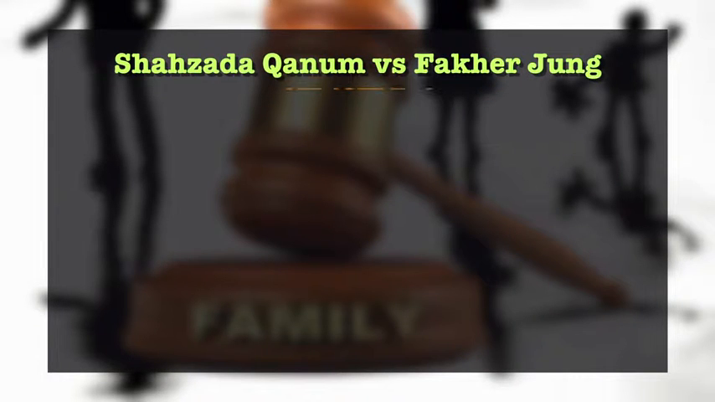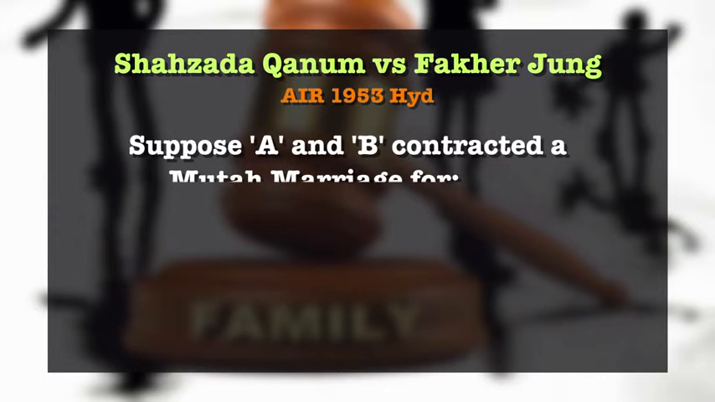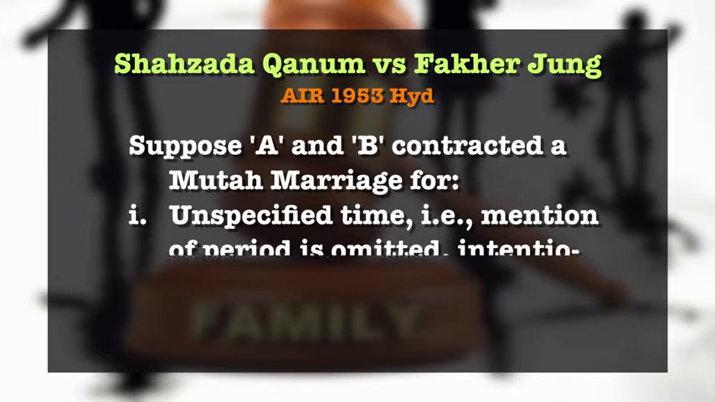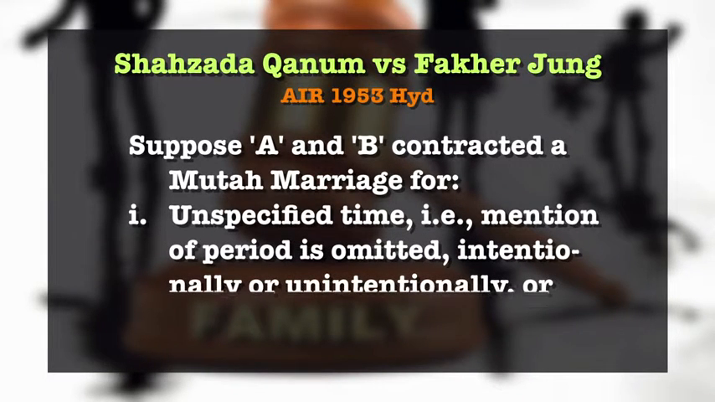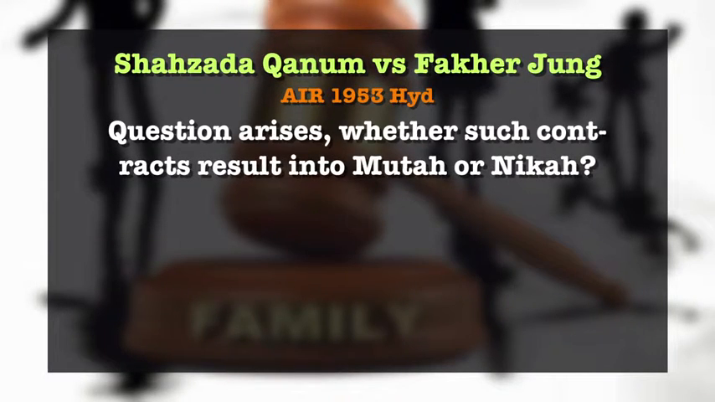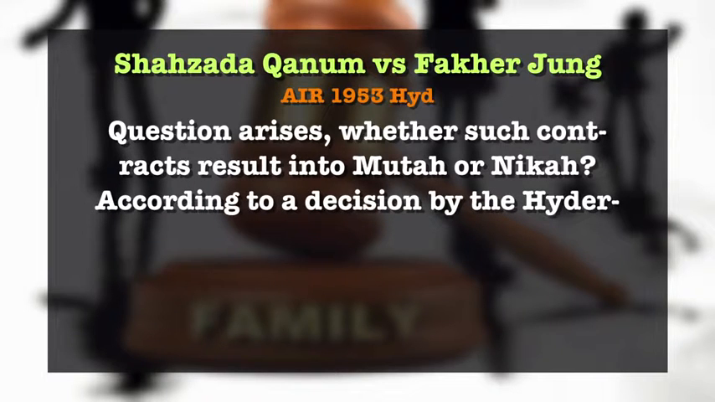In Shehzada Qanun versus Fakhr Jung, suppose A and B contracted a mutta marriage for number 1, unspecified time, that is, mention of period is omitted intentionally or unintentionally, or number 2, specified for lifetime. The question arises whether such contracts result in mutta or nikah.